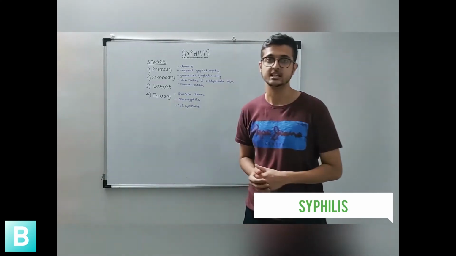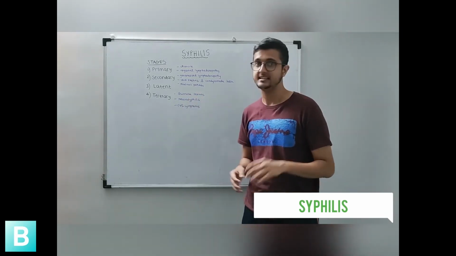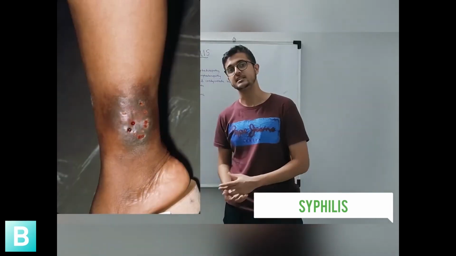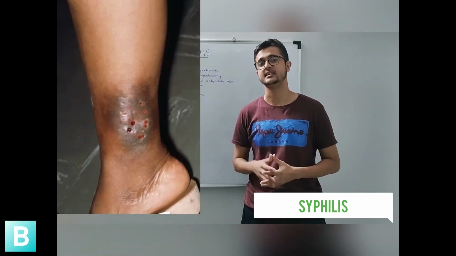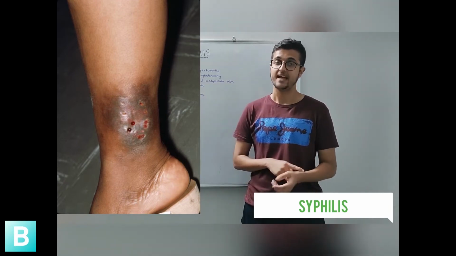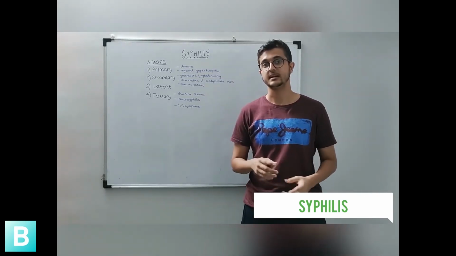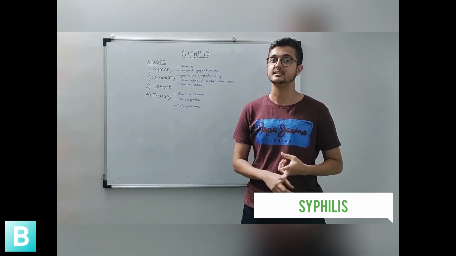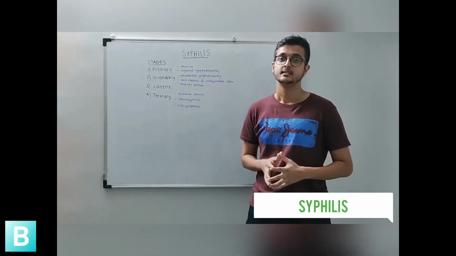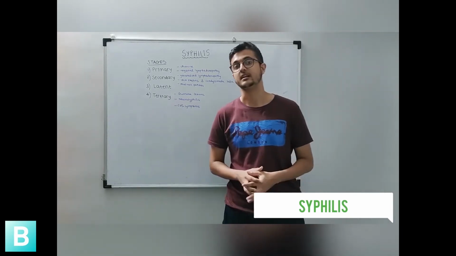Let's move on to the next and the final stage. This is the tertiary stage. 15% of people in the tertiary stage have gummatous lesions and 10% have neurosyphilis and CVS symptoms each. Gummas are basically destructive granulomatous lesions which can be present in any organ but mainly are present in the skin and the bones. The next is neurosyphilis. Neurosyphilis is characterized by the presence of vasculitis, meningitis, and a disease known as tabes dorsalis. The next is CVS symptoms. CVS symptoms include syphilitic aneurysms of the aorta and also aortic regurgitation.